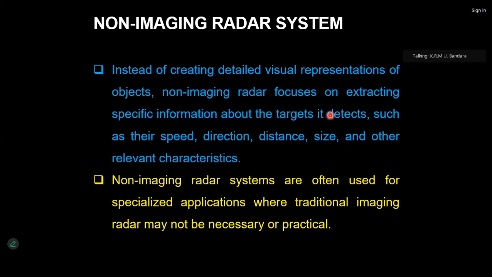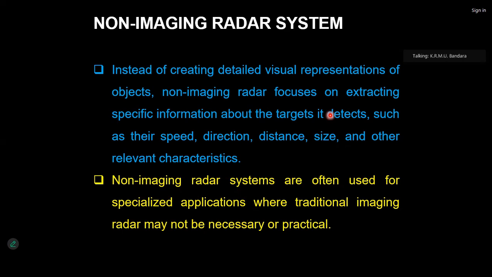And after detecting this one, you can find out what is the direction it is going, what is the speed, what is the distance, what is the size, or any properties or characteristics they can detect. First, they have to touch any object. Touch, then you detect the object. This is called detecting the object.